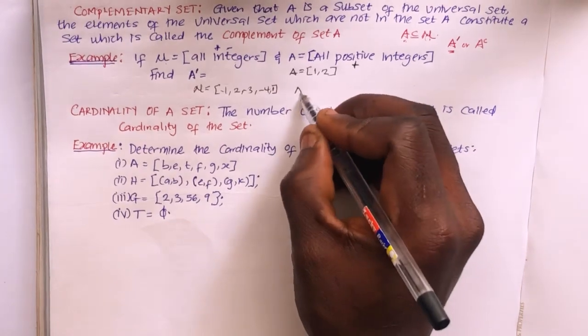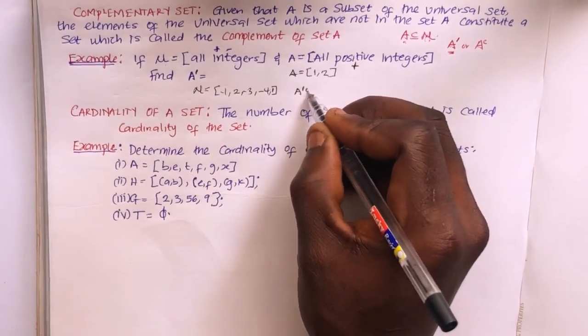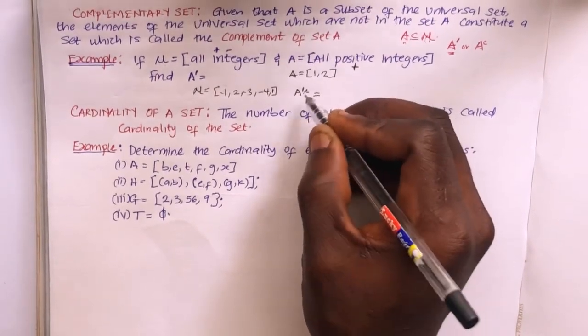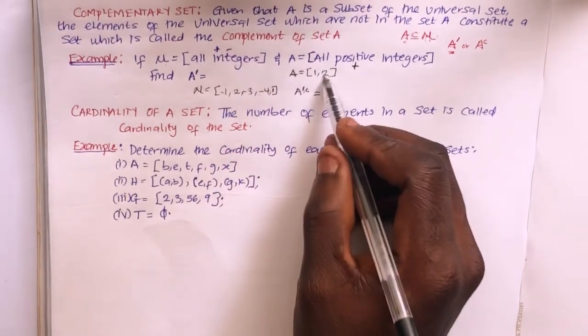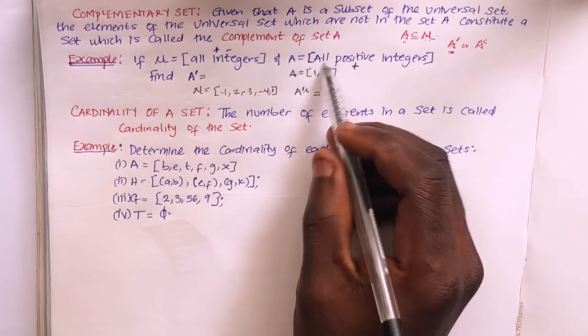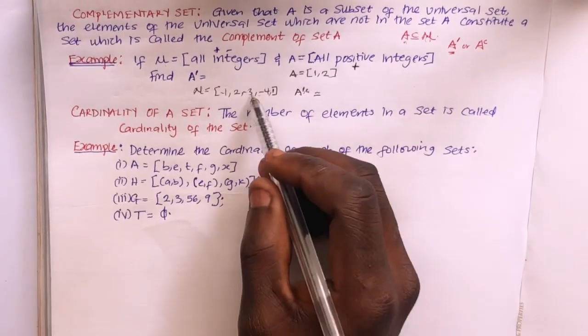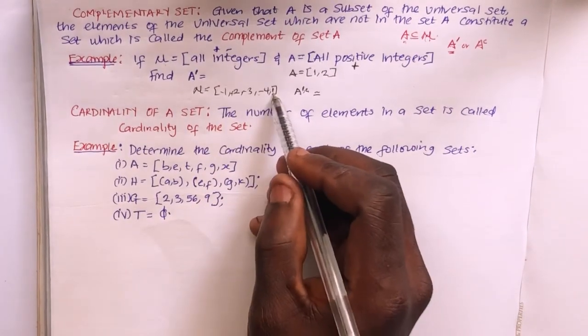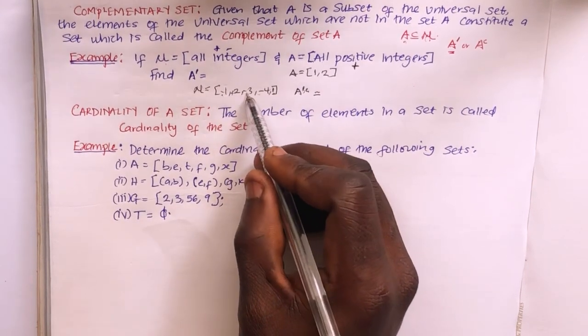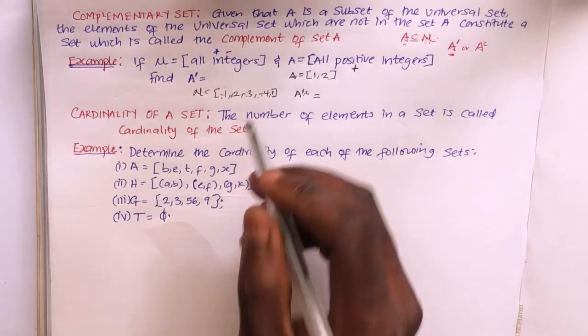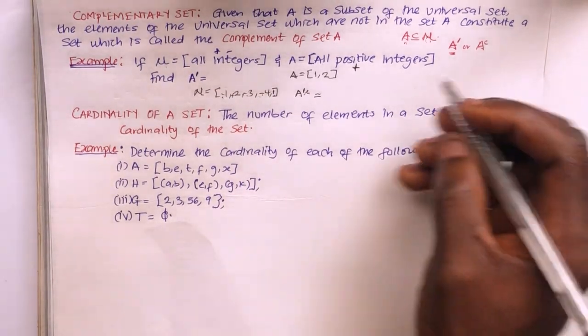Then my A complement will be elements that are in the universal set but are not in A. Can you see that? Now all positive integers are 2 here, and also 1 here. But the negative integers are -1, -3, and also -4. So if you are to bring out A complement now, our A complement will be what?